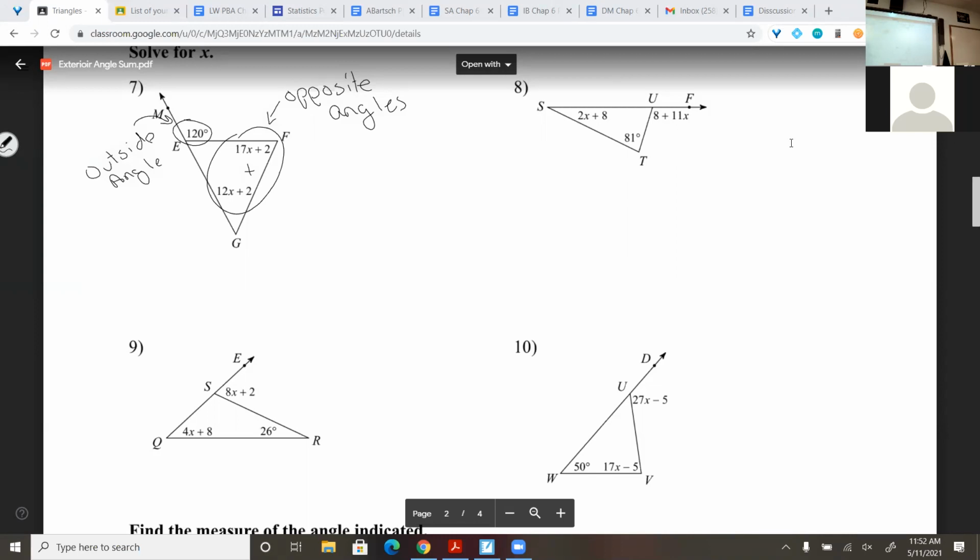And then the other angle is our outside angle. So 17x plus 2 plus 12x plus 2 is going to be the same thing as 120 degrees. Every time you do these problems, you want to find those opposite angles, add them together, and set them equal to that outside angle.